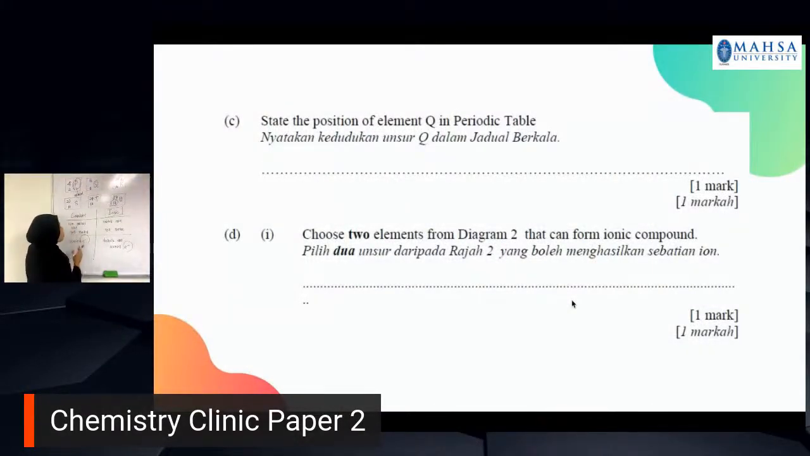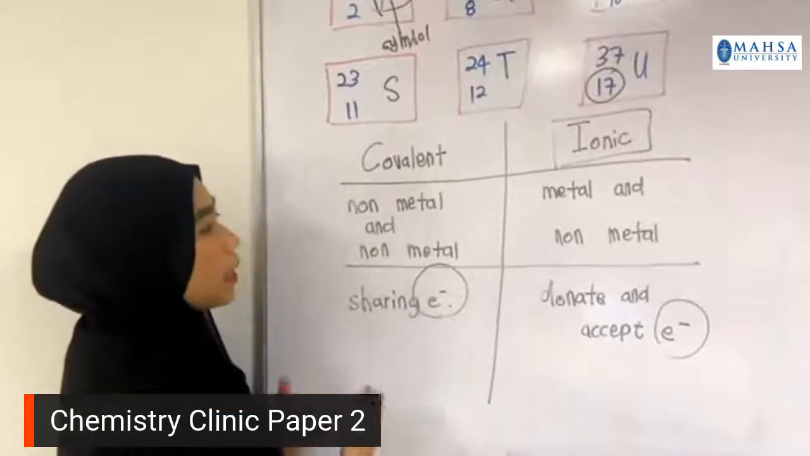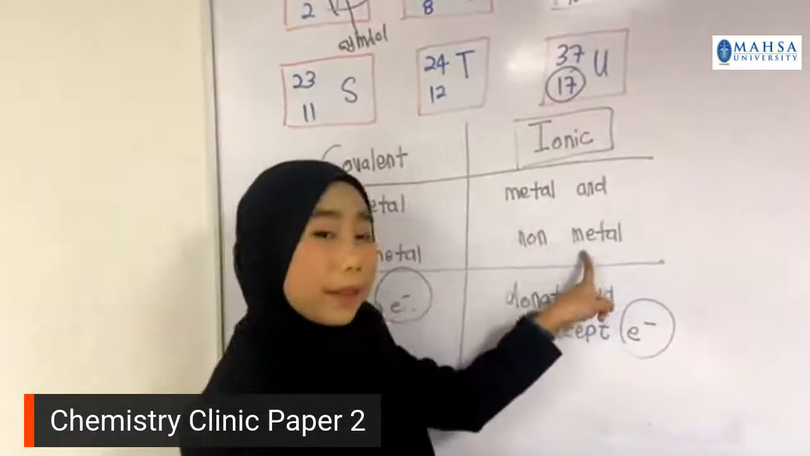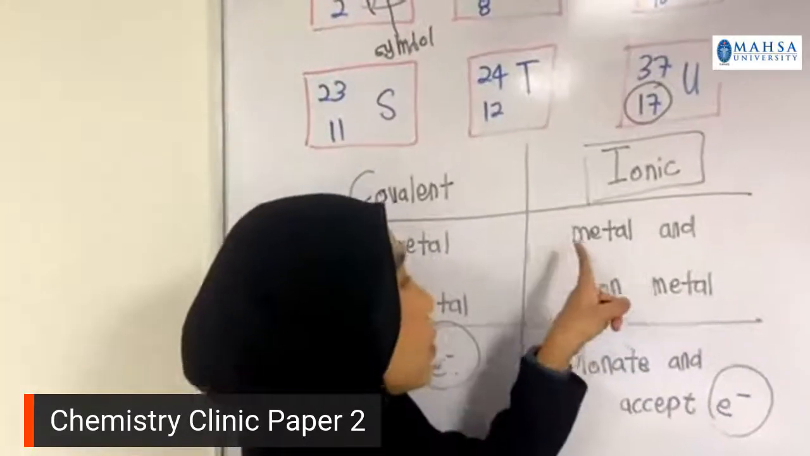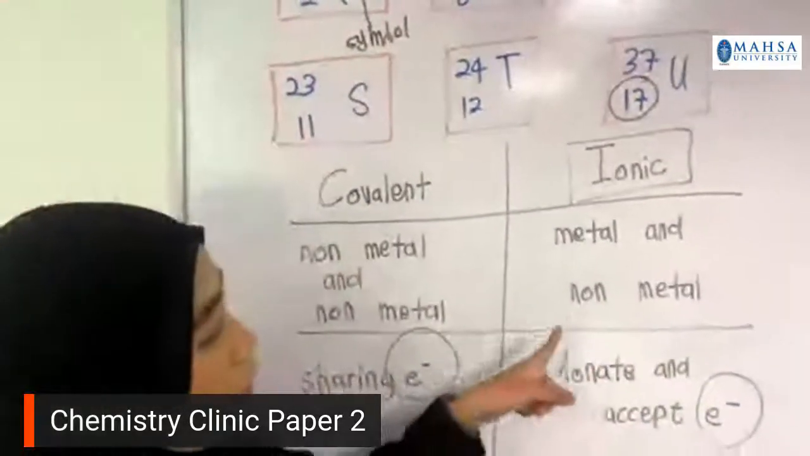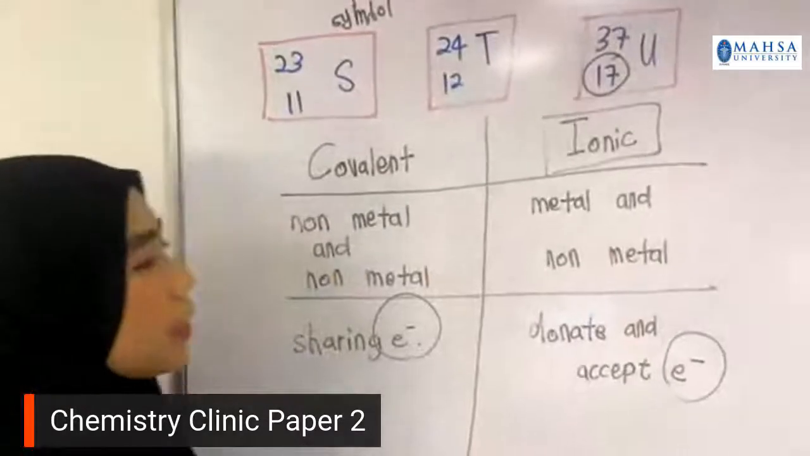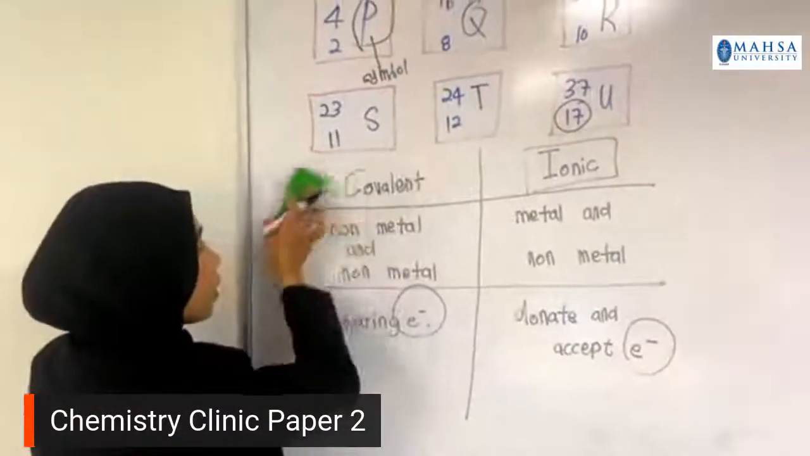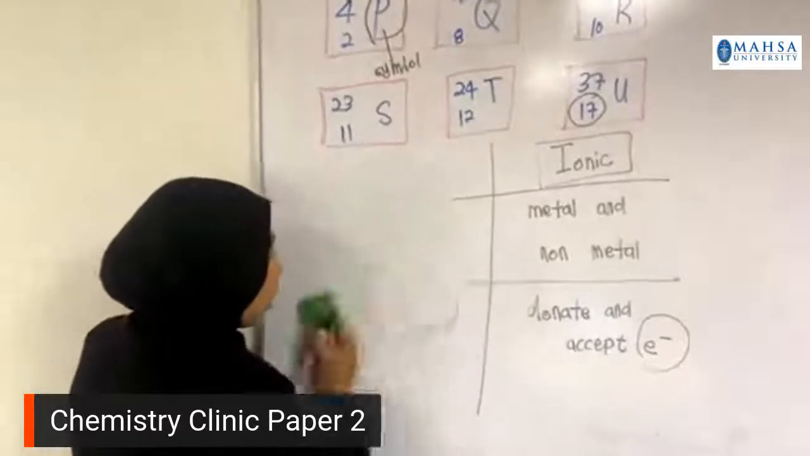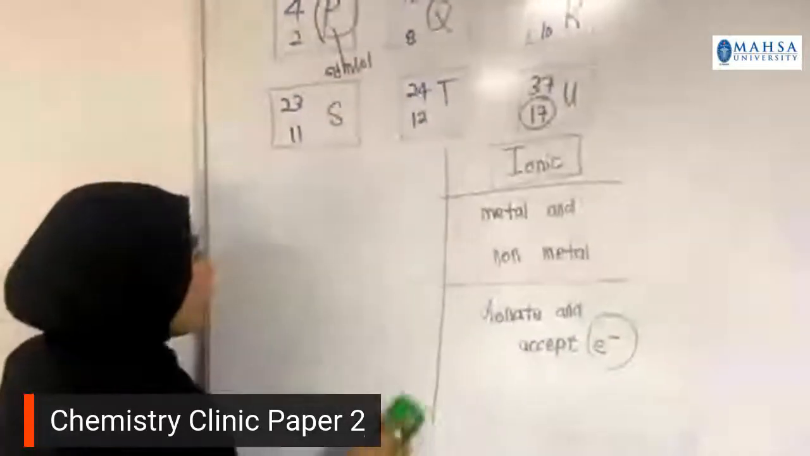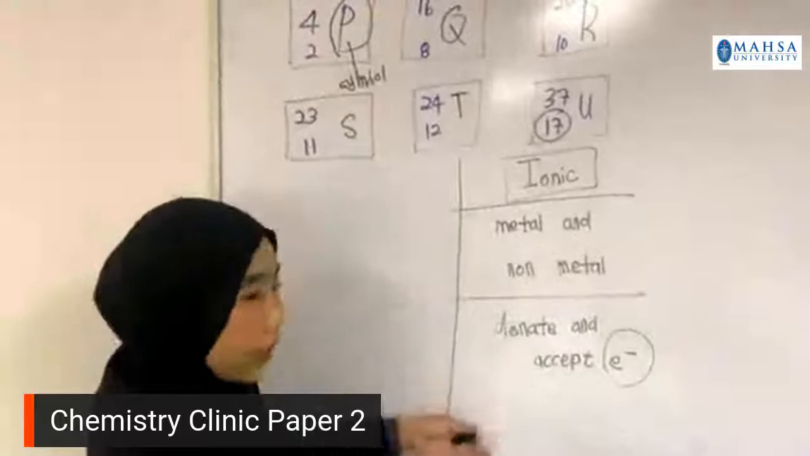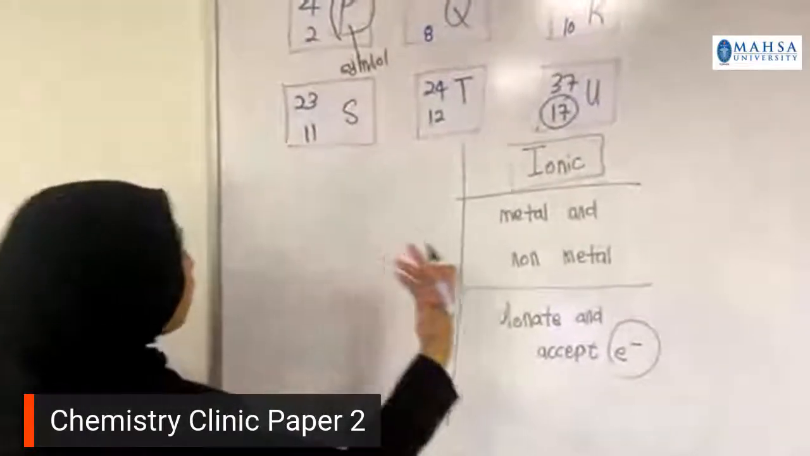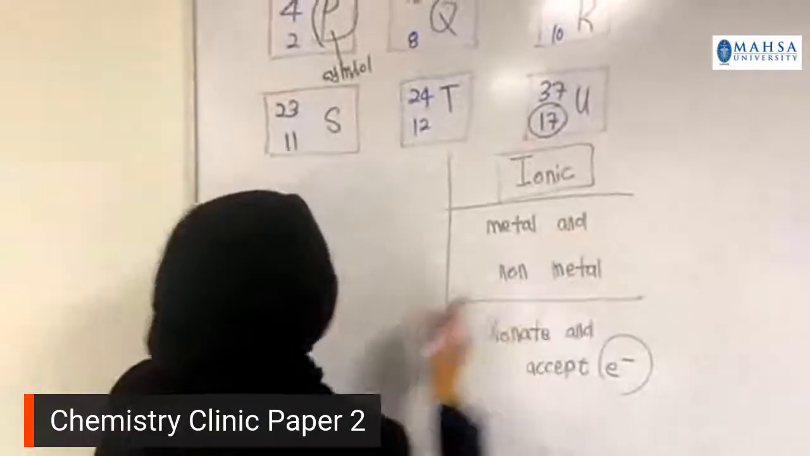Okay, so first you need to know which group it's located, because when you know the group, then you know whether it's a metal or non-metal. Metal is group 1, 2, and then 5, 6, 7 is considered as a non-metal. Okay, so I will just erase the covalent part, and then I go for the ionic part because the question is referring to the ionic. Now, you need to identify which one is metal, which one is non-metal.